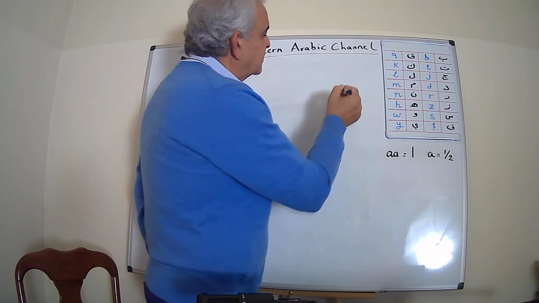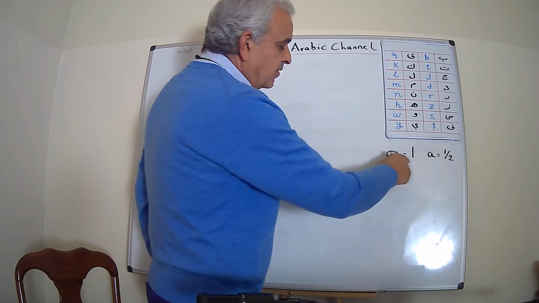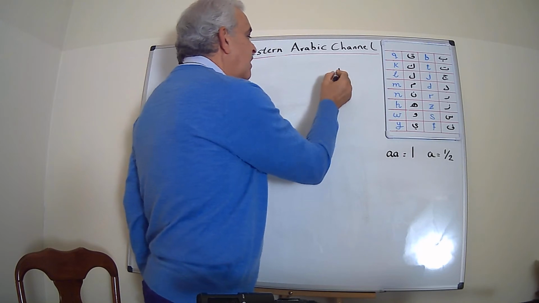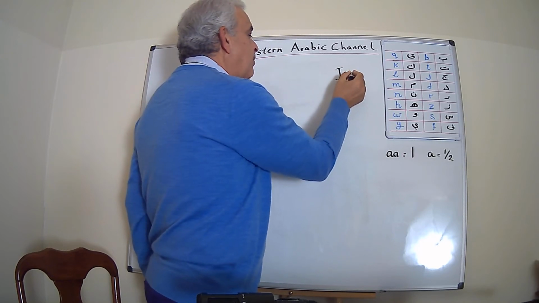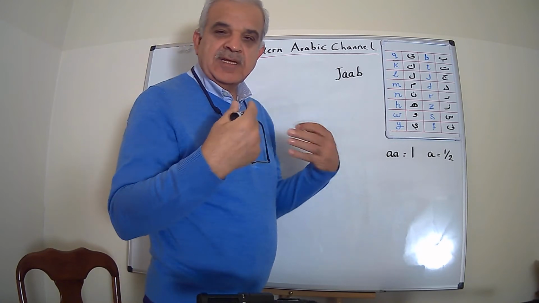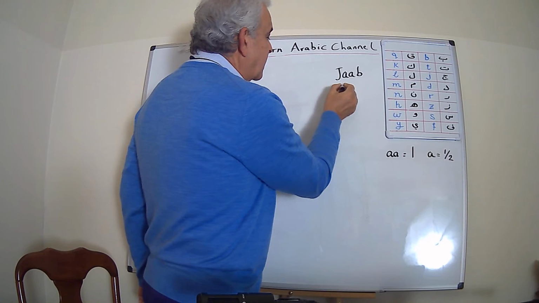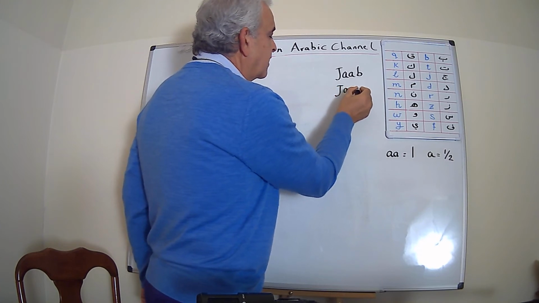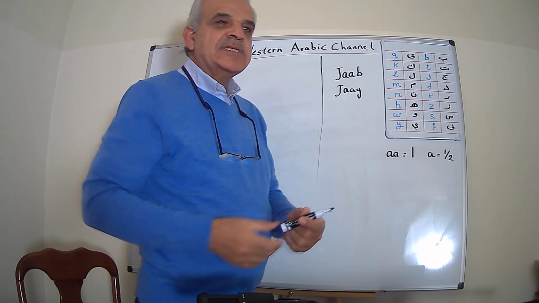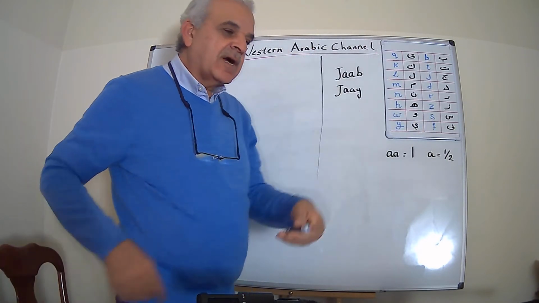We have letters with a long vowel, long sound, like Jab. We say Jab, which means he brought. And we say Jay, which is the spoken language way, and means here or coming.